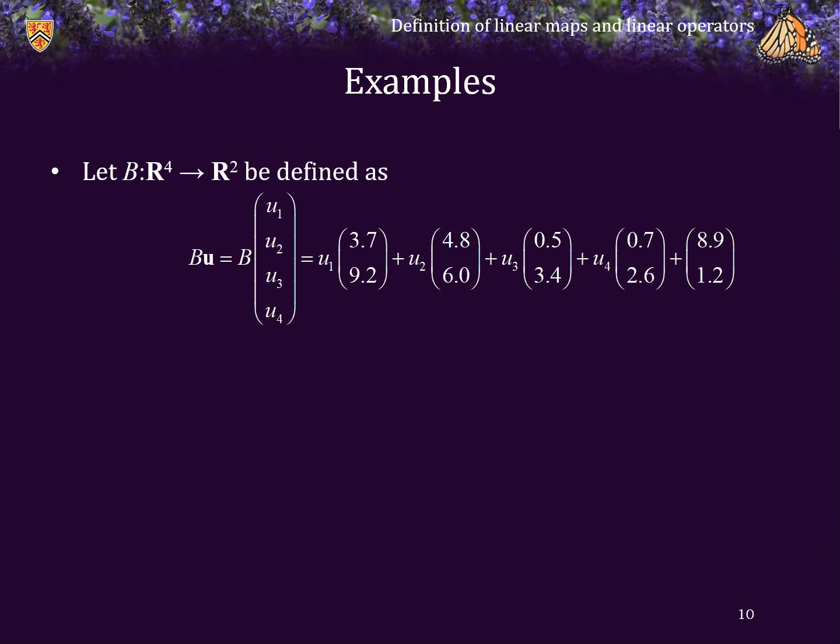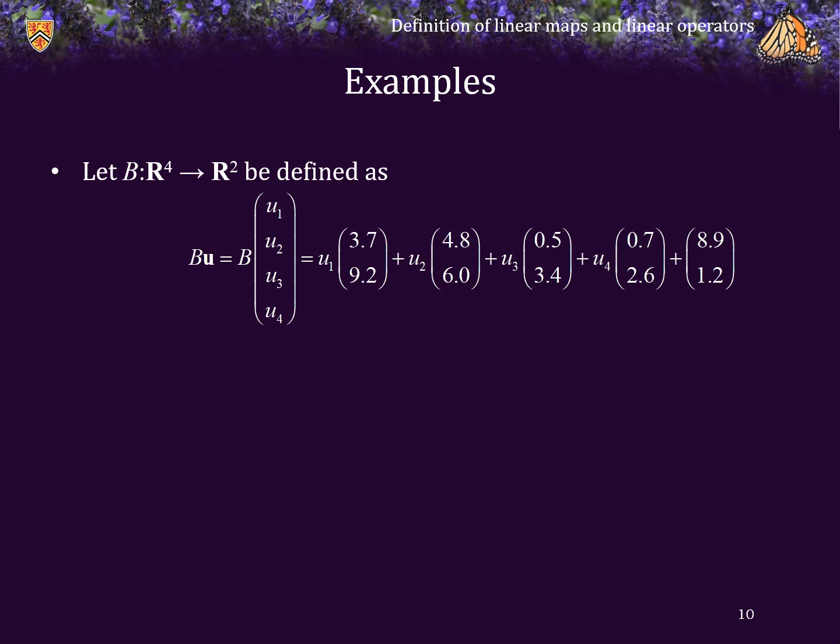Let B be the mapping that takes a vector in R4 into R2 defined as follows. B takes this four-dimensional vector and maps it to u1 times the first vector plus u2 times another vector plus u3 times a third vector plus u4 times a fourth vector plus the fifth vector 8.9, 1.2. So is this linear?